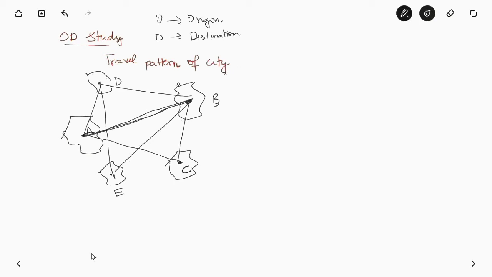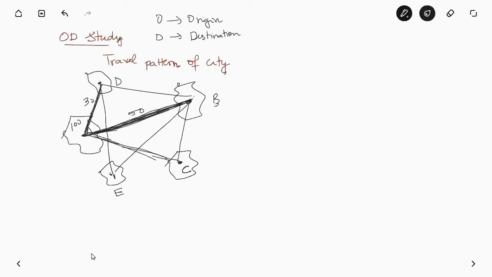So suppose this is only about one trip, suppose there are 100 people living here and they travel from A to B, 50 people are traveling from A to B. So you draw a thicker line which can represent 50, and A to D, let us say only 30 people are going. So you represent by a little thinner line than A to B. So A to B is more thick than A to D, and the rest 20 go to, let us say it is to C.